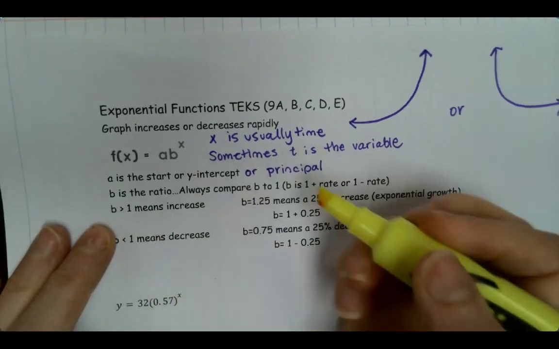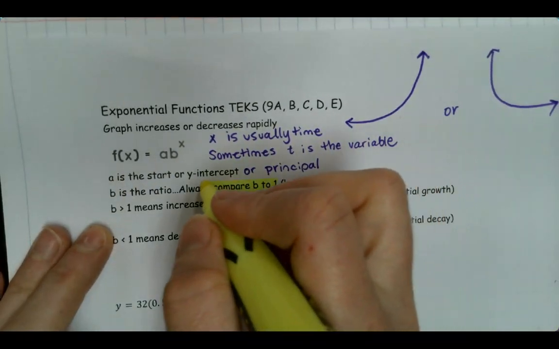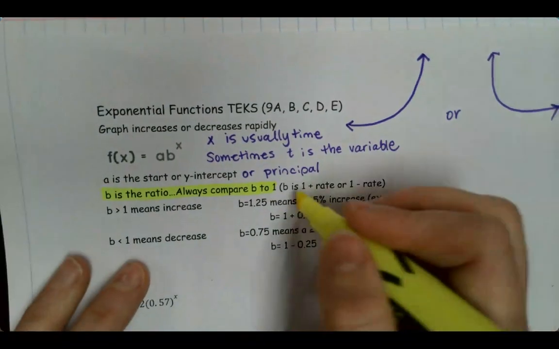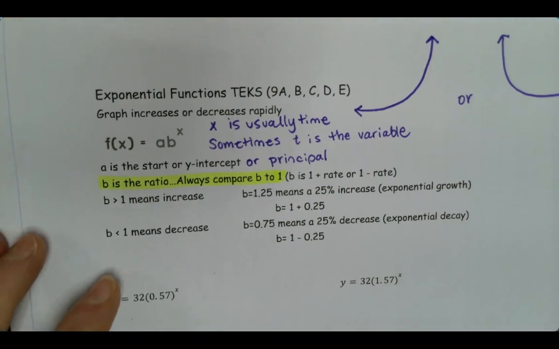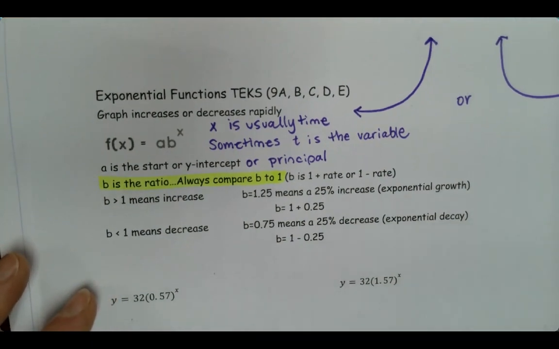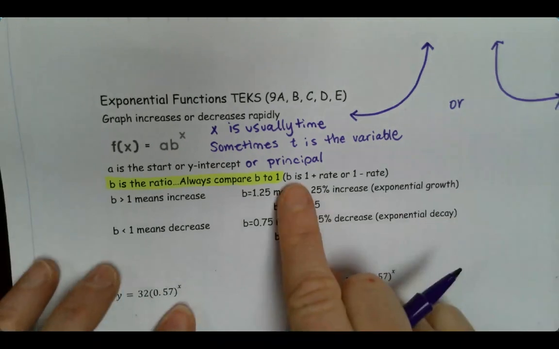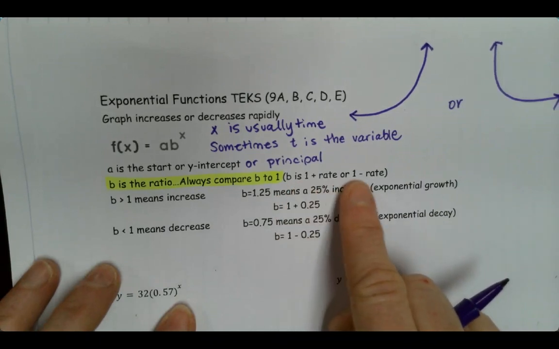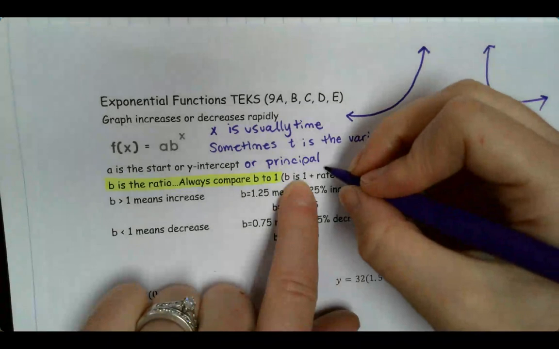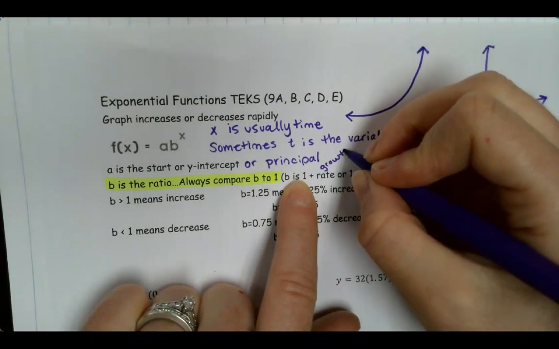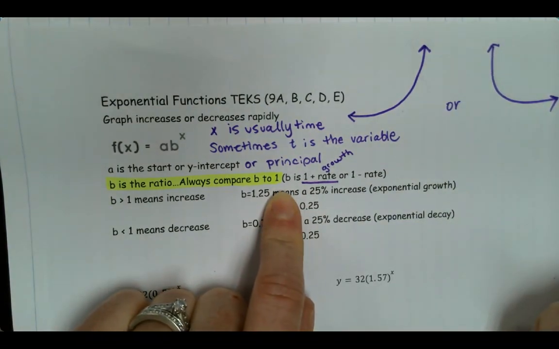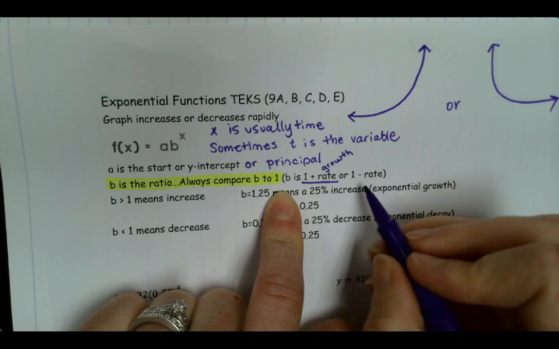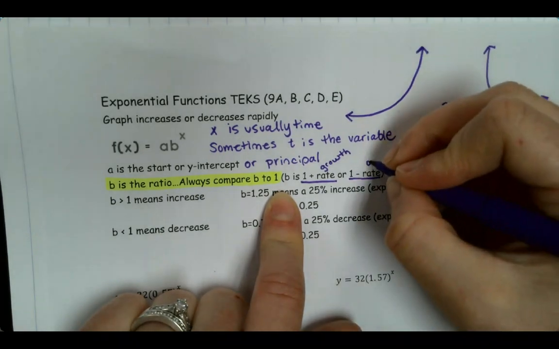Highlight this next part. B is the ratio. Always compare B to 1. So B is either 1 point something or it could be 0 point something. So B is 1 plus the rate or 1 minus the rate. So it's 1 plus the rate if you have growth, exponential growth. Go ahead and write that there. Underline 1 plus rate for growth or an increase, or it could be 1 minus the rate for a decrease or decay.